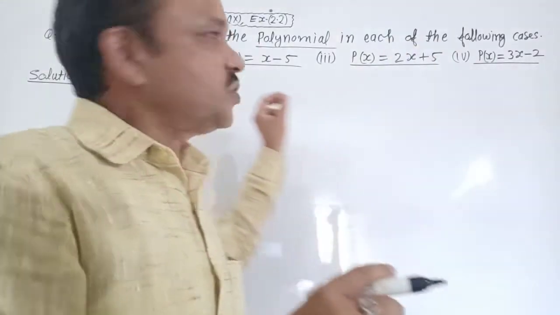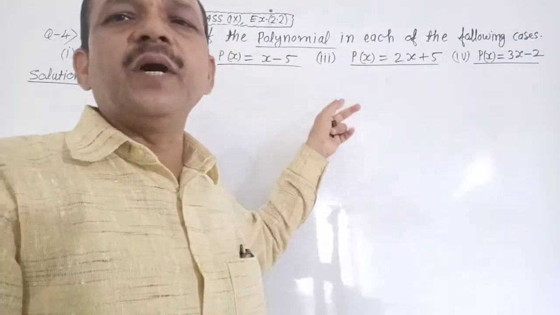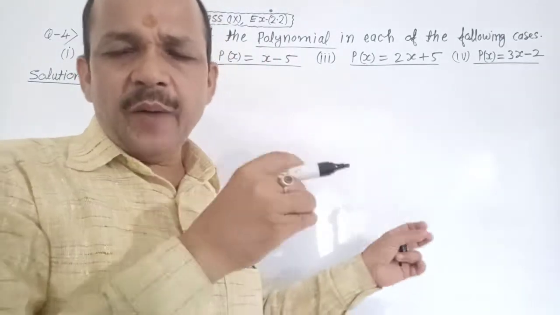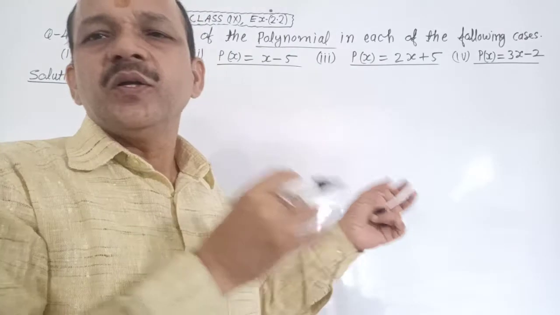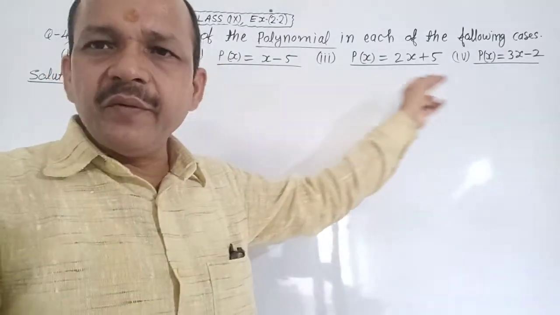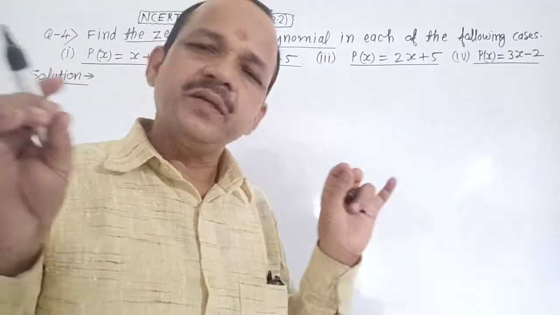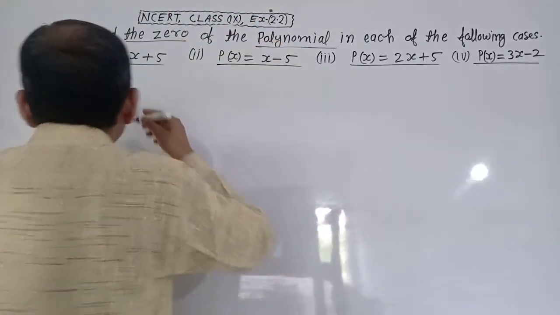Very good. You solve all the questions and find the value of x. The value of x is the zero of the given polynomial. It is clear, no confusion about it. Very good. See the board.